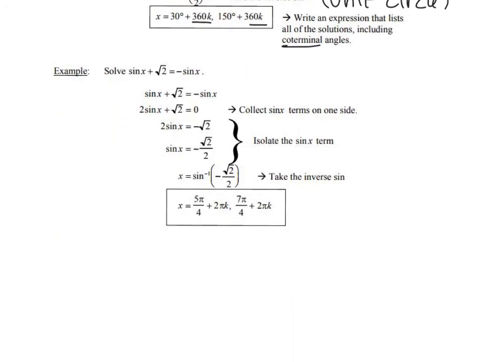So similarly, we can solve the equation sine of x plus radical 2 equals negative sine of x. So by collecting the sine x terms on one side, what we did was we added sine of x. Then we subtracted radical 2, and then we divided by 2. So our solutions for x are sine inverse negative radical 2 over 2. So everywhere on the unit circle where sine is a negative radical 2 over 2. So it happens at 5 pi over 4 and 7 pi over 4, and then we add the 2 pi k for all coterminal angles.